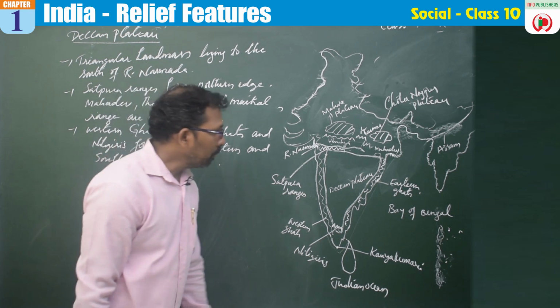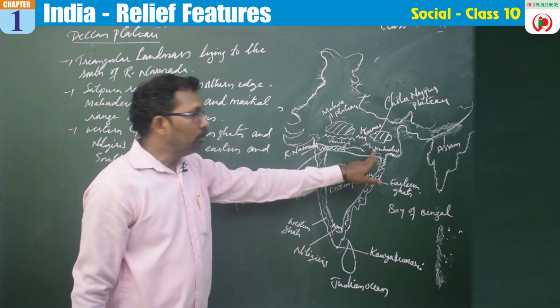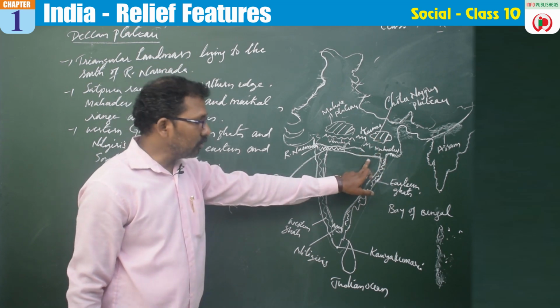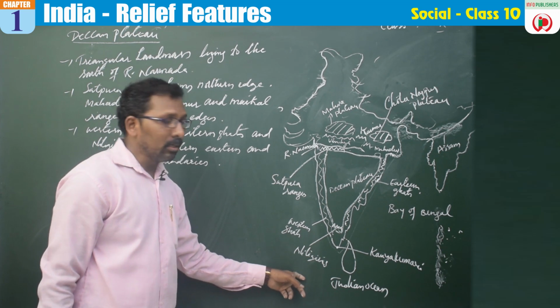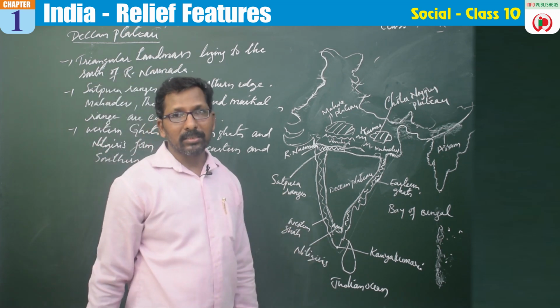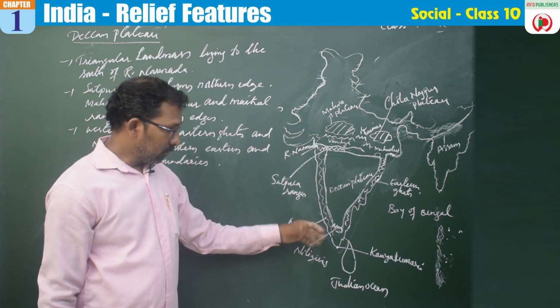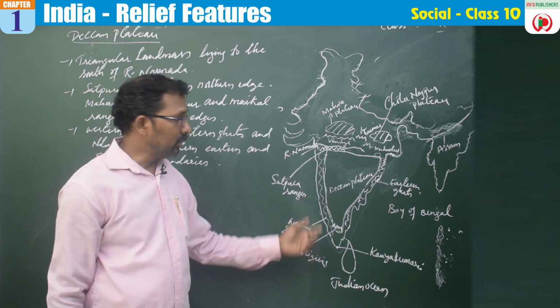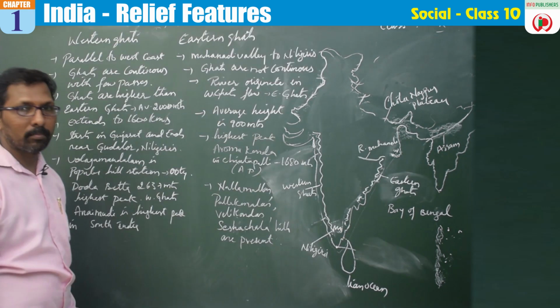Once again I will tell you, the Satpura forms the northern edge, Kaimur and Mahadev form the eastern edge. Eastern Ghats, Western Ghats and Nilgiris form respectively the eastern, western and southern boundary of the Deccan Plateau. Now, next we'll discuss the Western Ghats and Eastern Ghats.